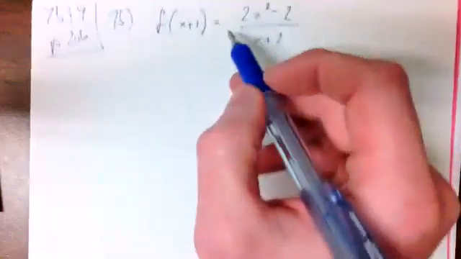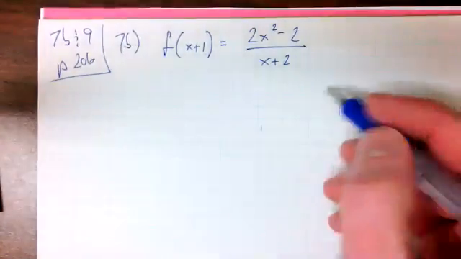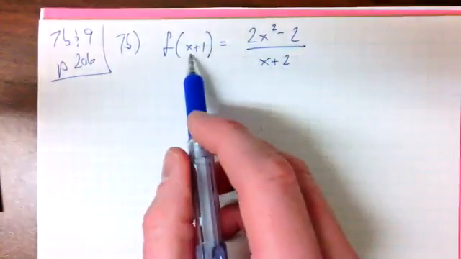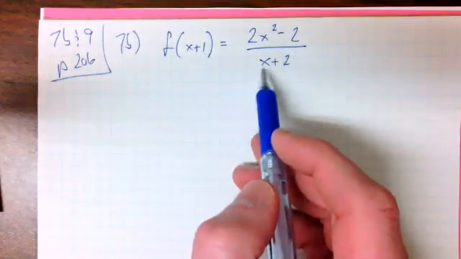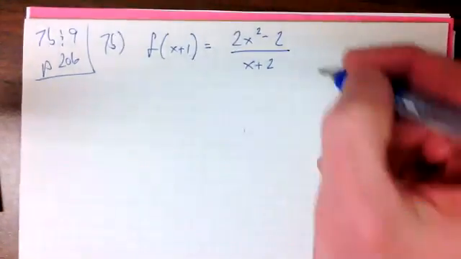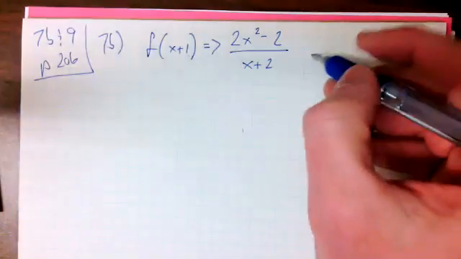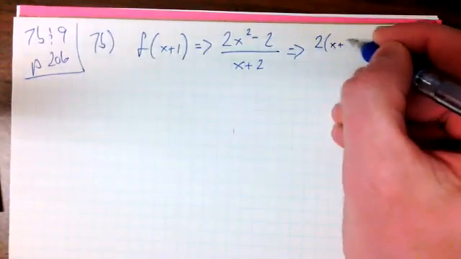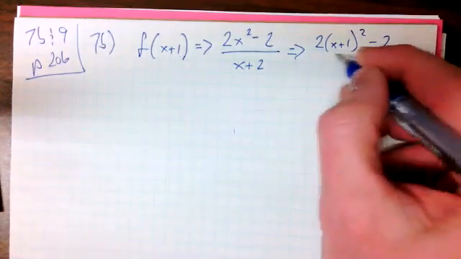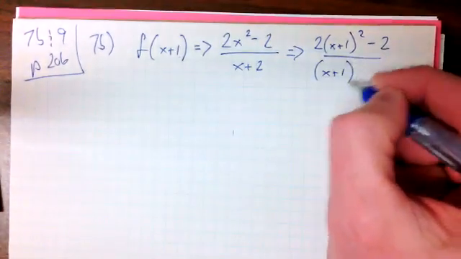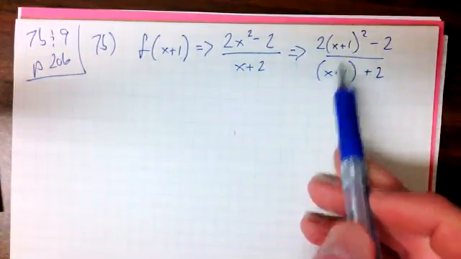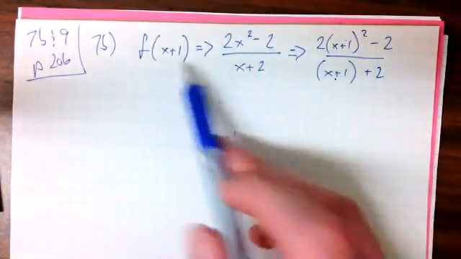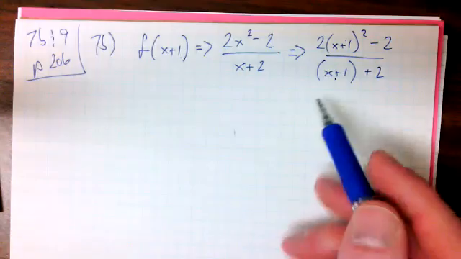This isn't completely accurate. I'm trying to kind of combine time frames, but what we're going to do is put x plus 1 in for every x and then simplify. Maybe make it arrows so it's more accurate. So then it's 2x plus 1 squared minus 2 over x plus 1 plus 2. Wherever there's an x, I put in x plus 1 and then simplify.